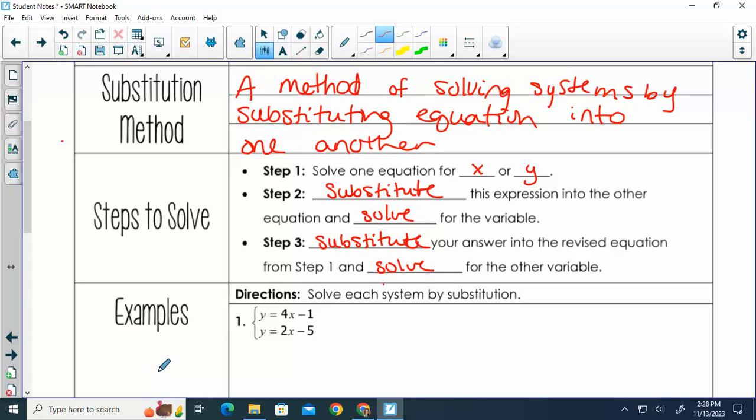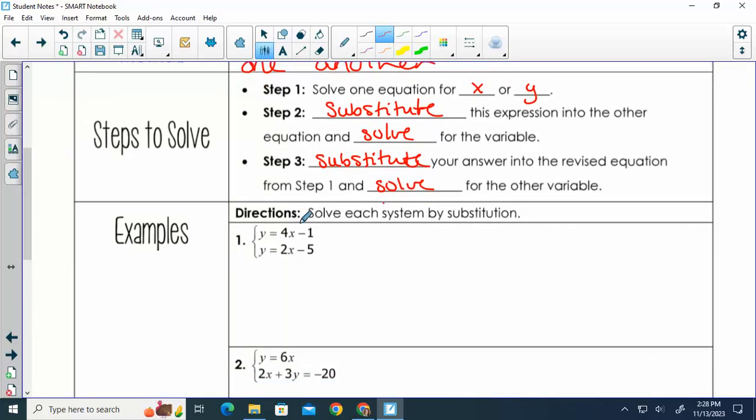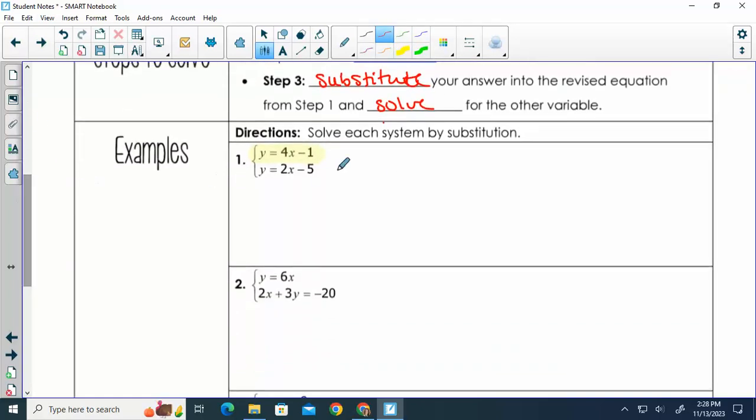Here's what I mean by this. Let's look at an example. We have to solve one equation for either x or y. It doesn't really matter on this one, they're both y equals. So let's just say I'm taking the first one. Y is 4x minus 1. I'm going to substitute that into the second equation. Okay, so the second equation, instead of this y, what could I put? Y is 4x minus 1.